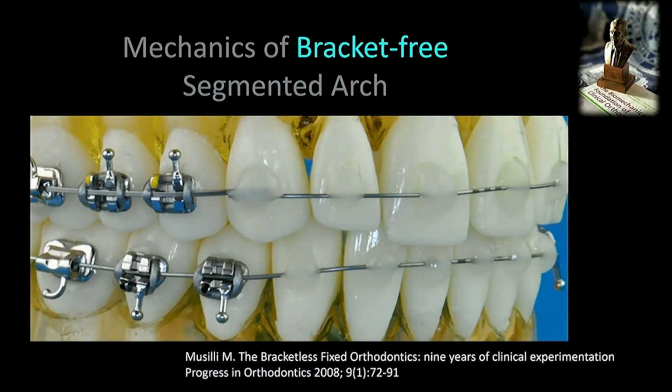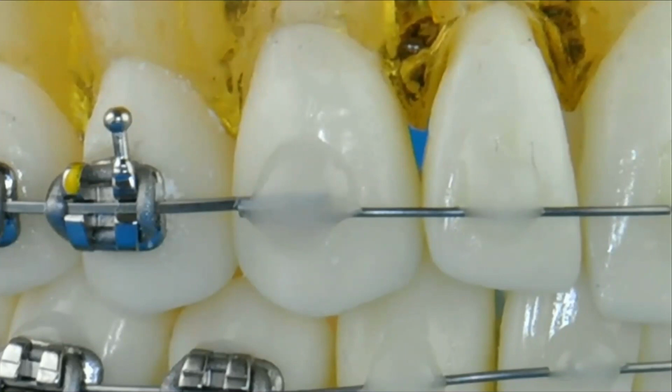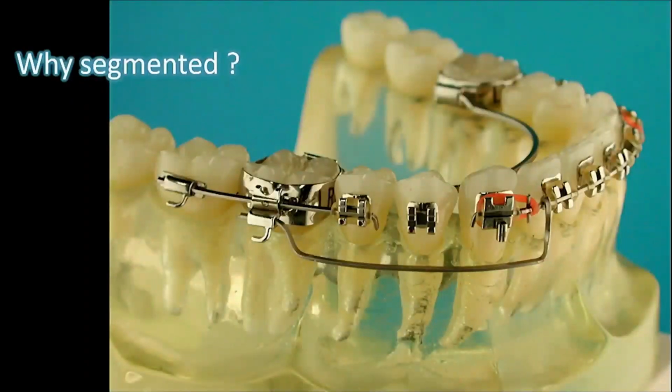In bracket-free treatment, flowable resin is used to attach the wire directly over the teeth, while the conventional brackets and tubes are still used in the buccal segments for convenience. This idea was first published by Dr. Musili in 2008. Note that two different wires, such as rectangular and round wires, are connected at the canine. Segmented arch means arch wire is disconnected so that whole arch is divided into segments.